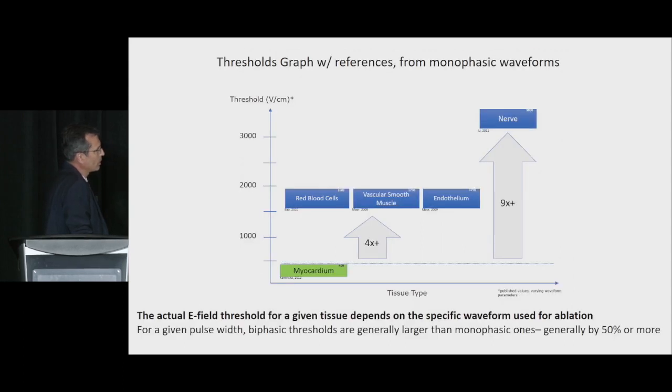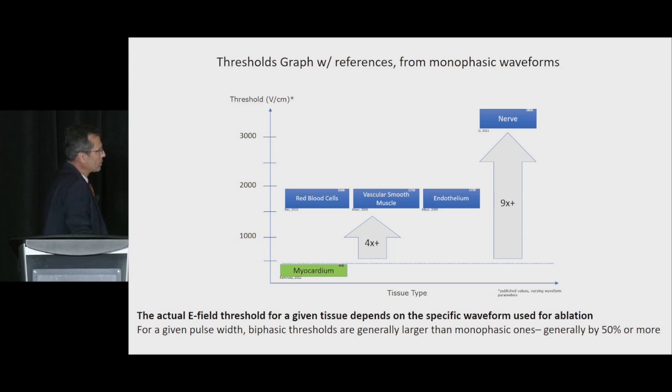And so this is showing you the different thresholds for different types of cells. And well, sometimes in life you get lucky and you see that the myocardial cells are those who are having the highest sensitivity to this energy. The red blood cells, smooth muscle, endothelium and nerves are requiring 4 times higher energies to 9 times higher energies to get some irreversible electroporation.